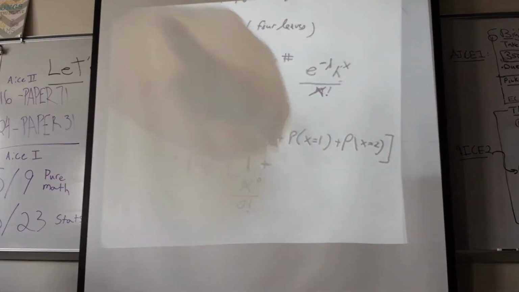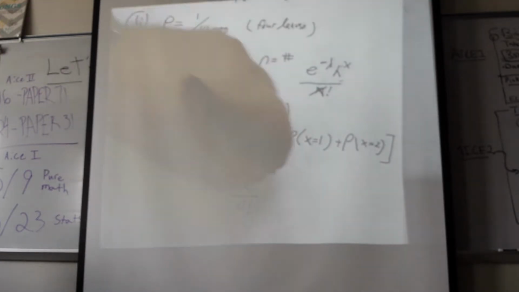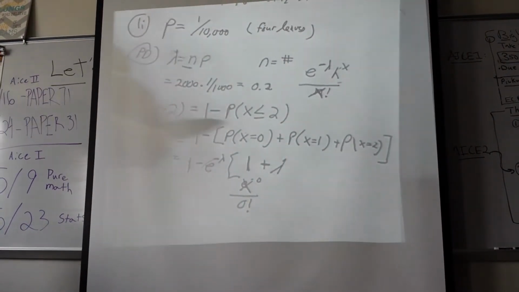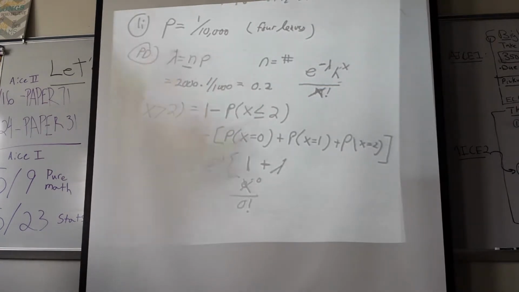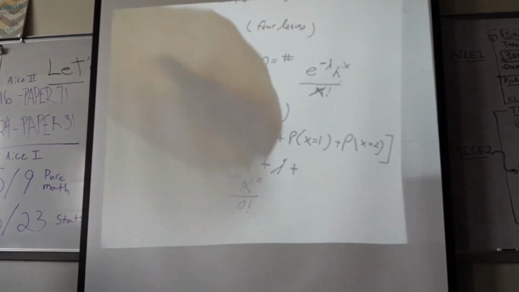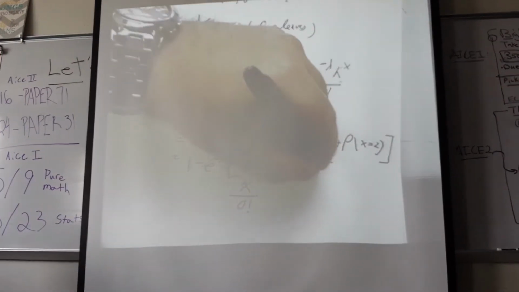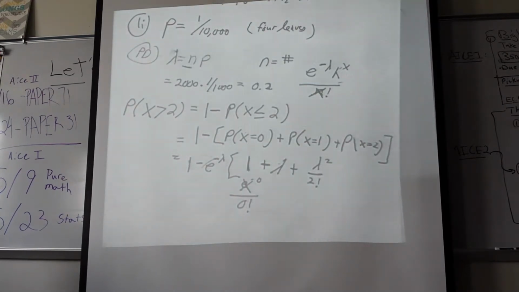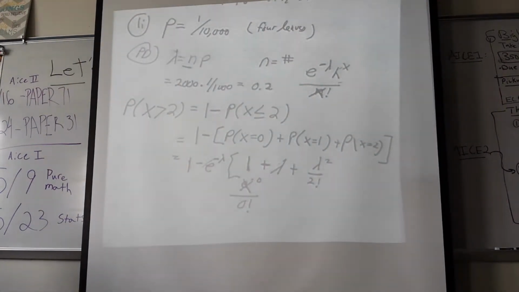Now plus the next guy. No matter what happens, how we do it, it's going to be lambda. No matter what you figure out, it's going to be lambda. And we already know what lambda is here. It's going to be 0.2, right? And I'll put that in a second. Now the next one is just, you take lambda, you square it, and you put it over 2 factorial, which is just 2. Now if there was another one, what would it be? It would be lambda cubed over 3 factorial.